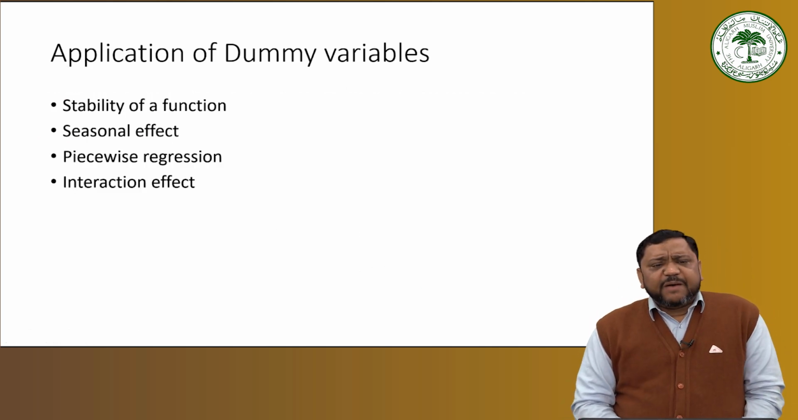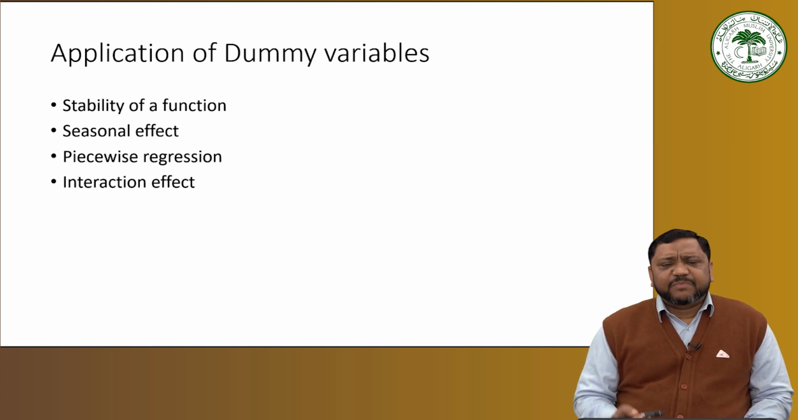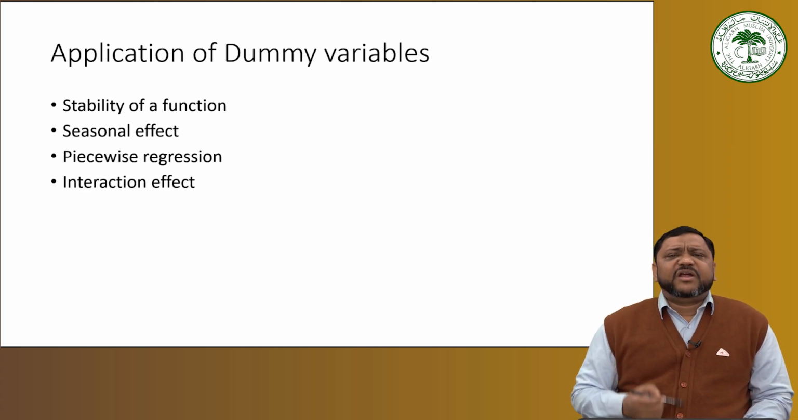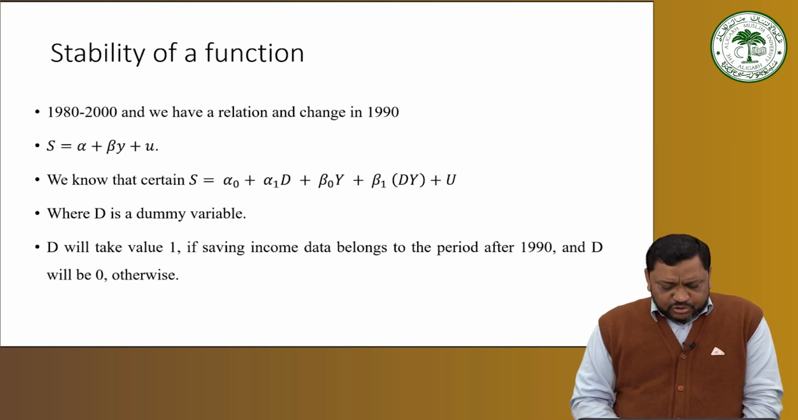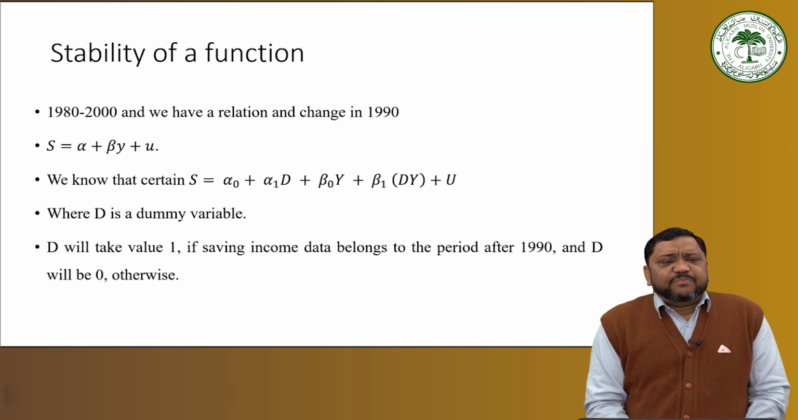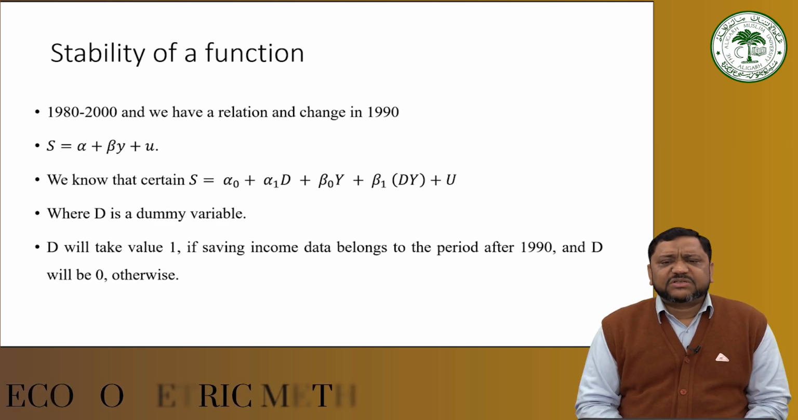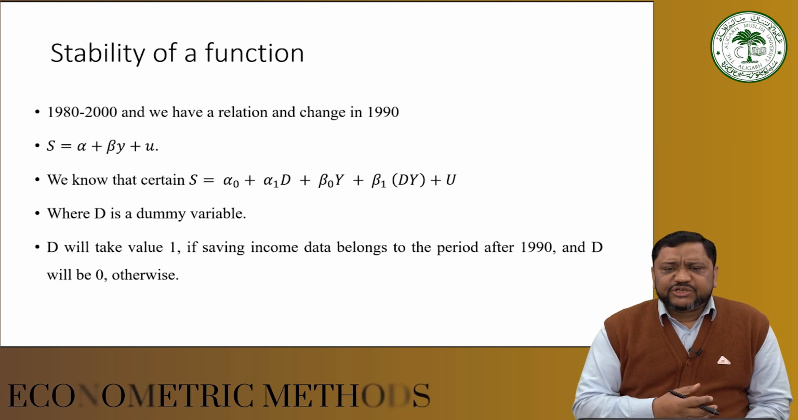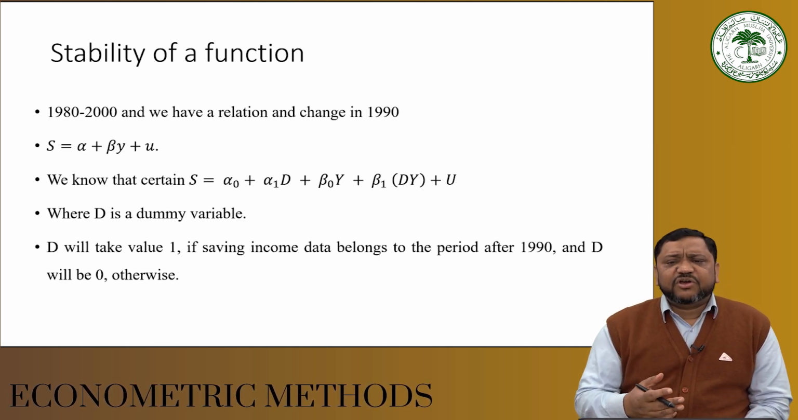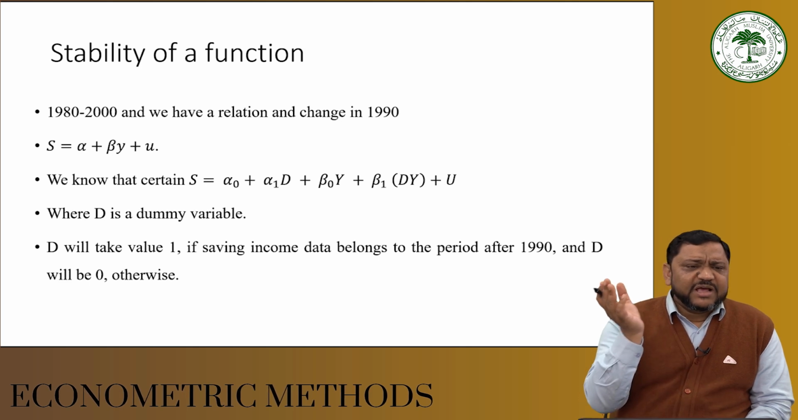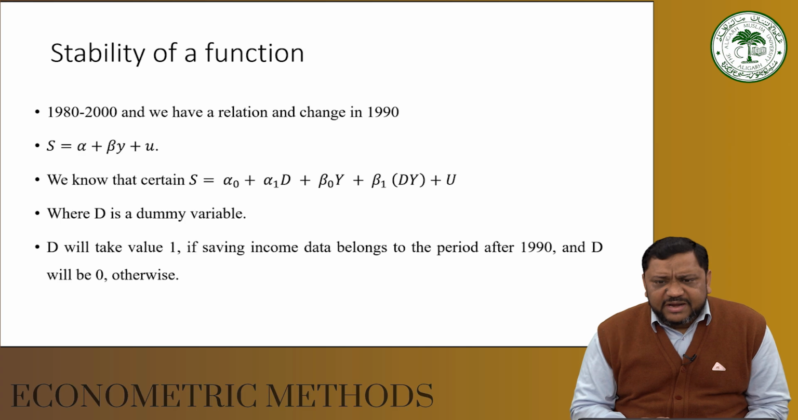Now we move on to the application of dummy variables. They are applied for finding the stability of the function, the seasonal effect, the piecewise regression and the interaction effect. This is the same type of example we discussed earlier. We are having two regressions. Saving is a function of income, and say we have the data of saving on income for the period from 1980 to 2000, and then we know that some change happened in 1990.